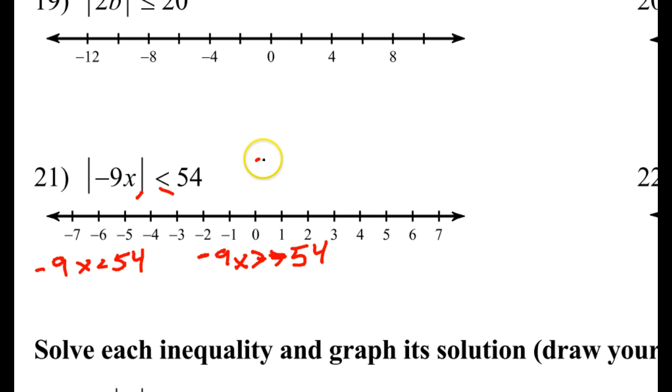If I put this on the quiz, can you tell the difference between these two and all the different steps? They're similar, but how you start them and finish them, they are different. Here you would divide by negative 9 first. Here you wouldn't. This would end up being a no solution. Once you divide by negative 9, you'd get greater than negative 6, which is impossible. This has an answer. So it does make a difference.